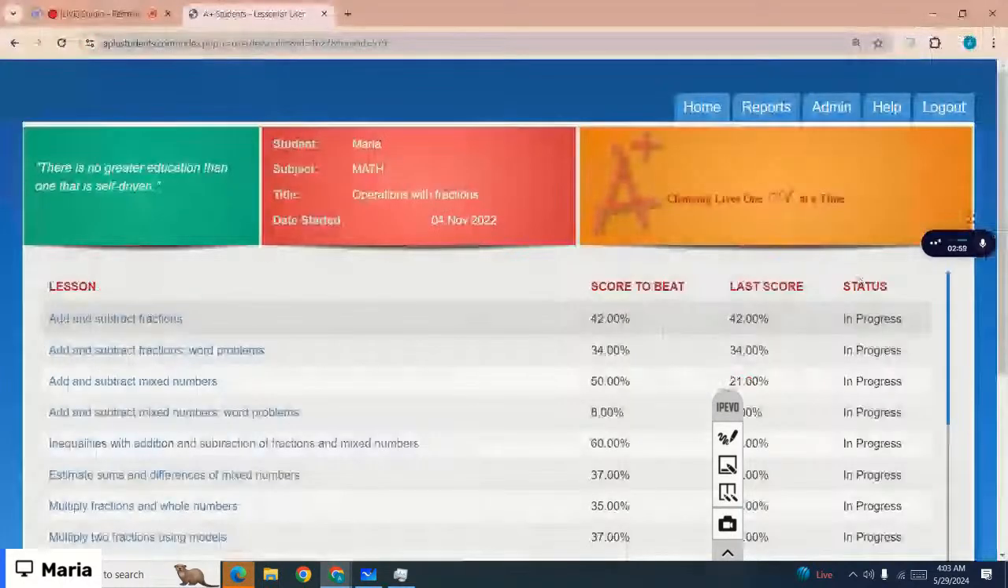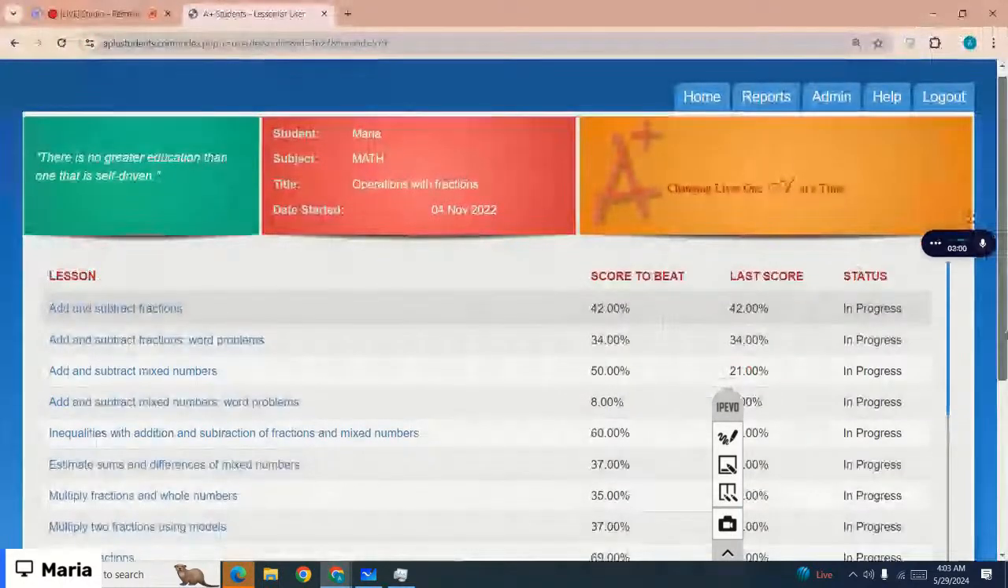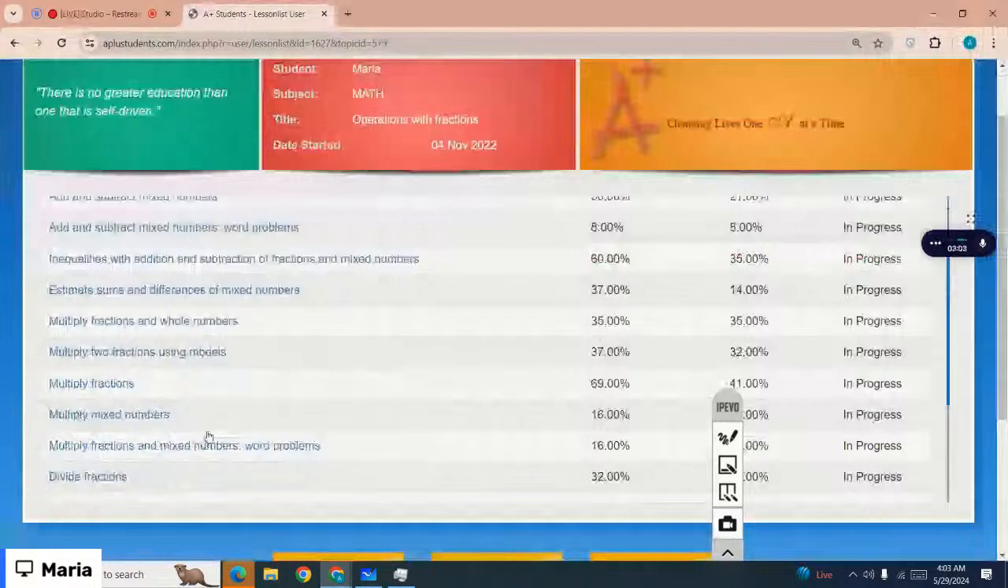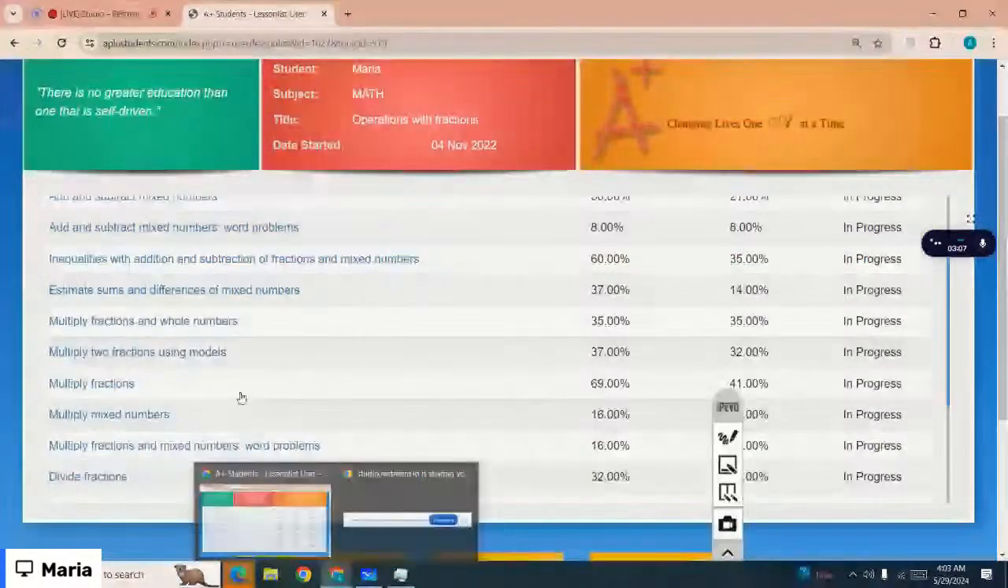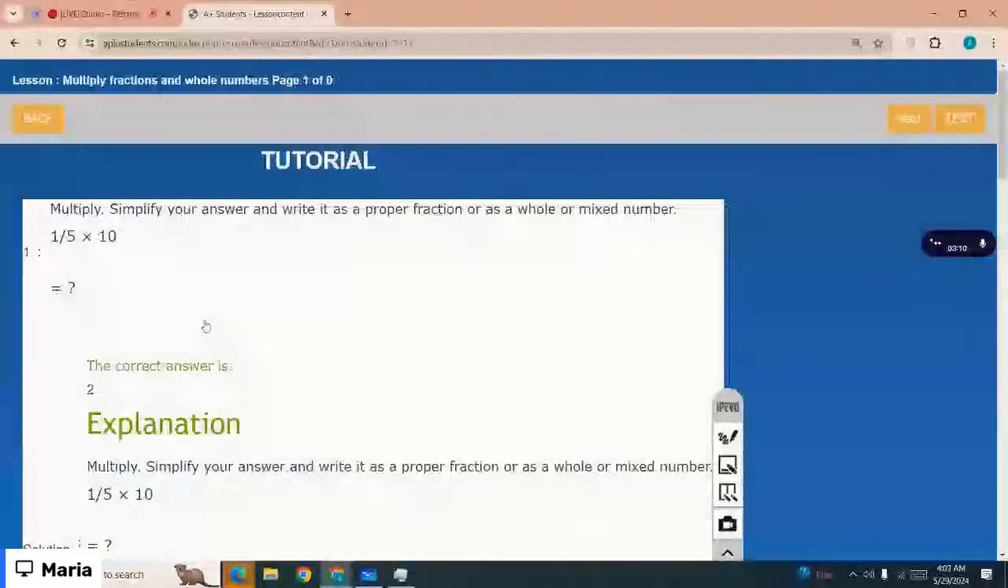Okay, here I am on operations with fractions, grade 7 math. Let's start with the first lesson, that is multiply fractions and whole numbers. So let's start with the lesson.